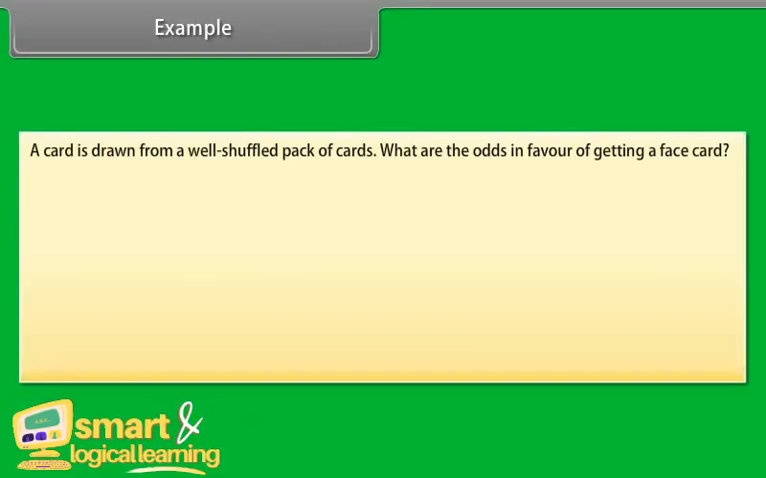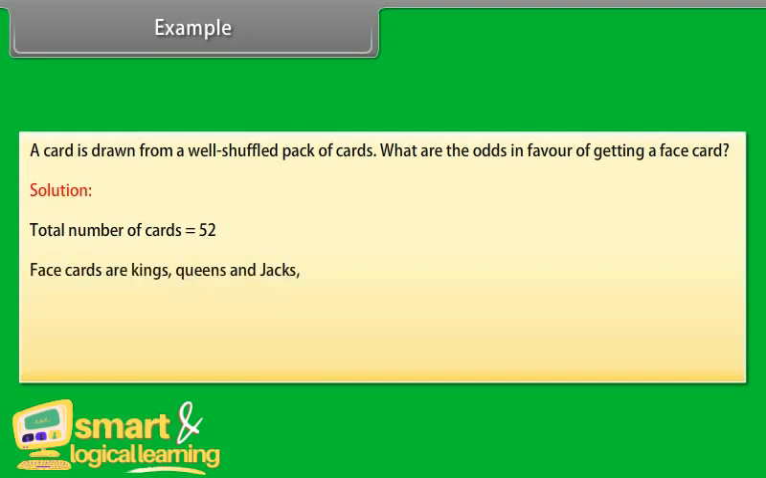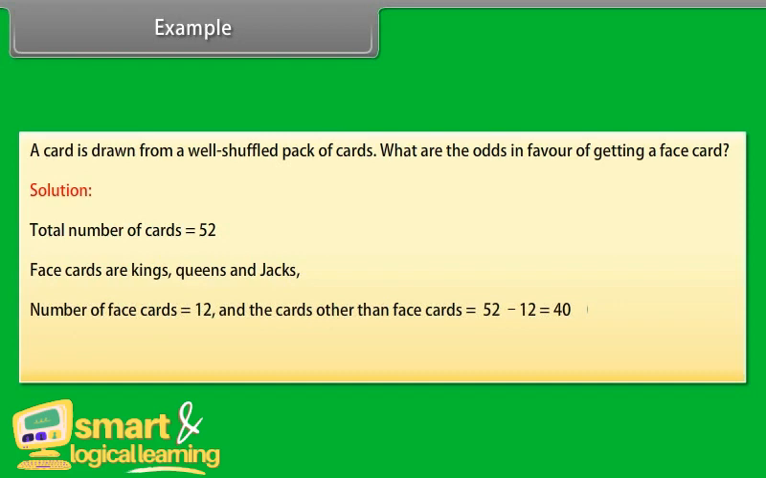A card is drawn from a well-shuffled pack of cards. What are the odds in favor of getting a face card? Solution. Total number of cards is equal to 52. Face cards are kings, queens and jacks. Number of face cards is equal to 12, and the cards other than face cards is equal to 52 minus 12 is equal to 40. Hence, the odds in favor of getting a face card are 12:40 or 3:10.